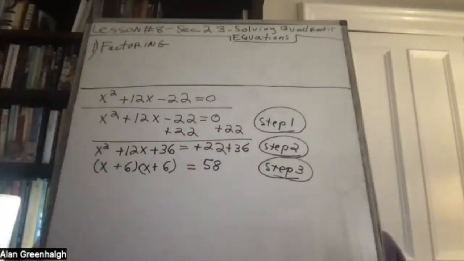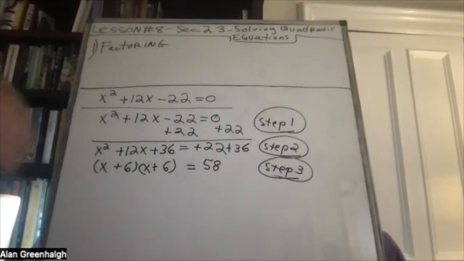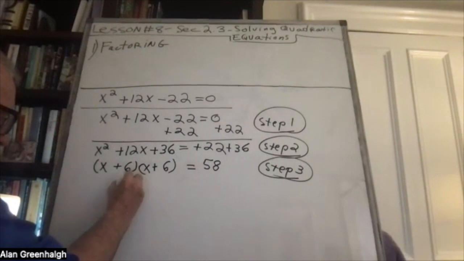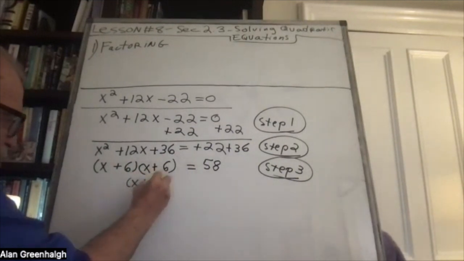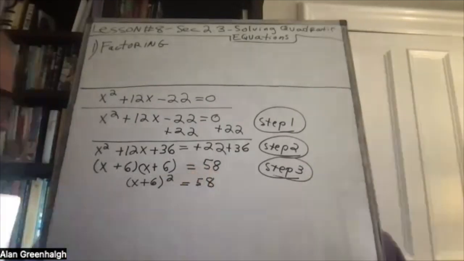Again, not only does adding this 36 allow us to factor this trinomial, but by adding that 36, we actually use the same factor. Now, what does that do? Watch. This we could rewrite into x plus 6 to the second power equals 58.